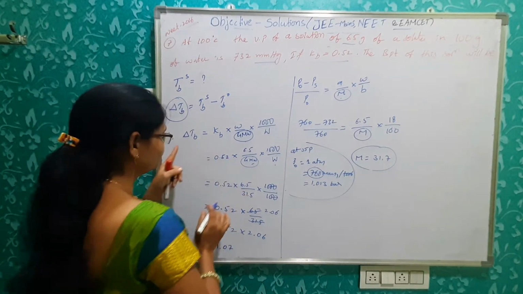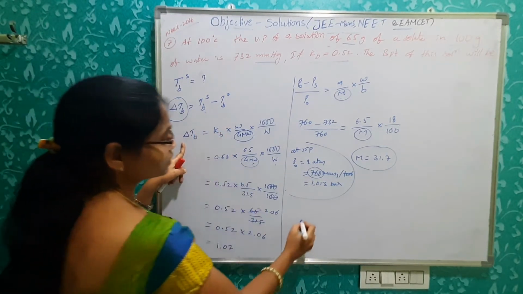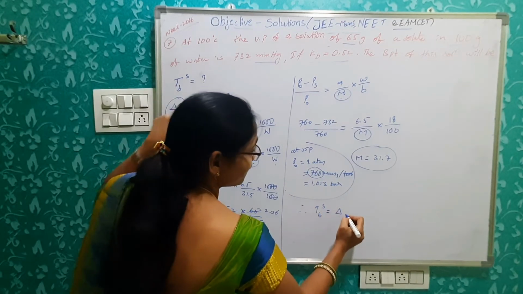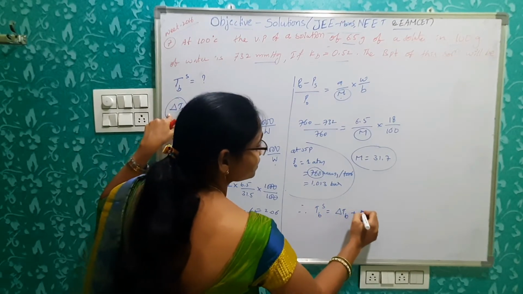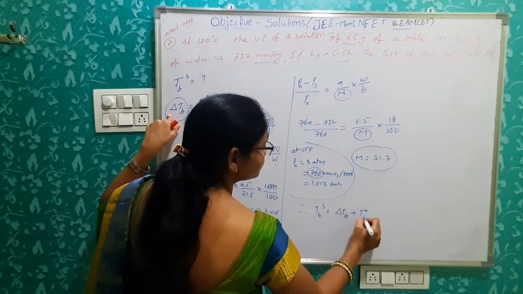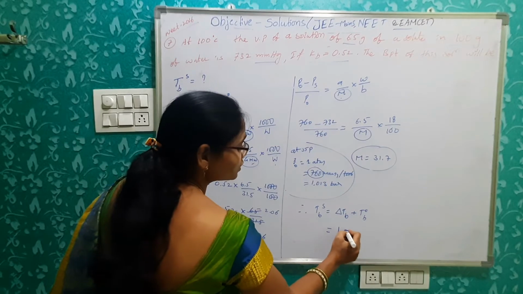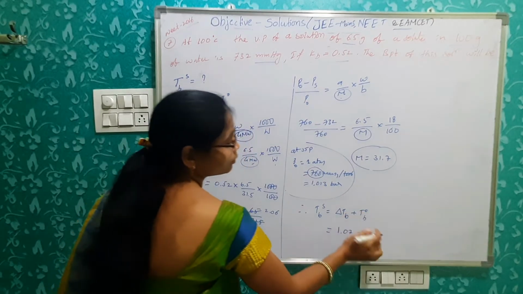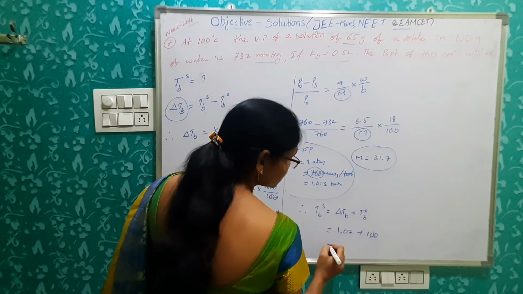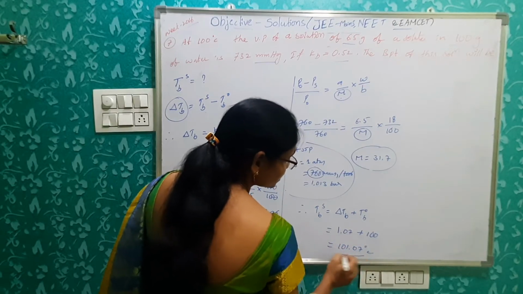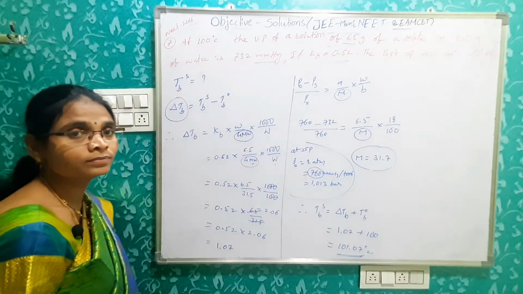Okay, now TBS is equal to delta TB plus T naught B. Delta TB is calculated as 1.07. Boiling point of pure water is 100 degrees Celsius. So it is 101.07 degrees Celsius. Clear? Next problem.